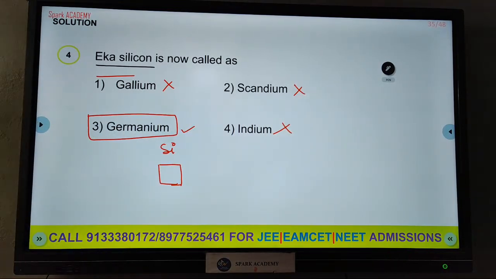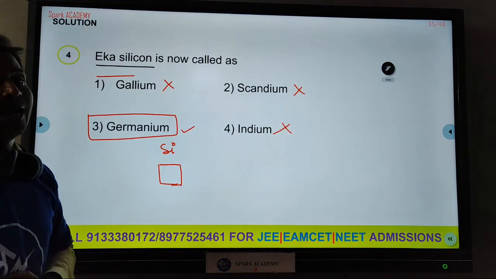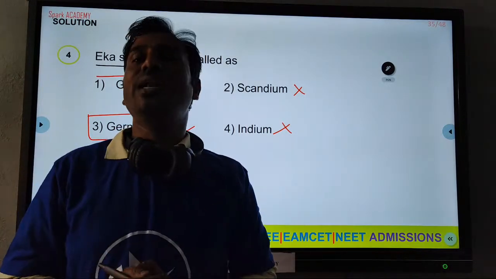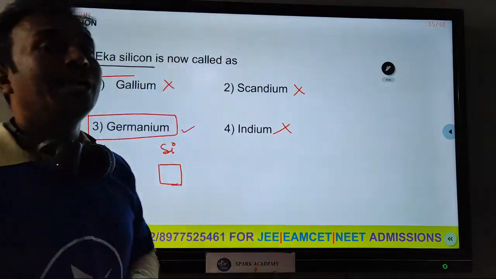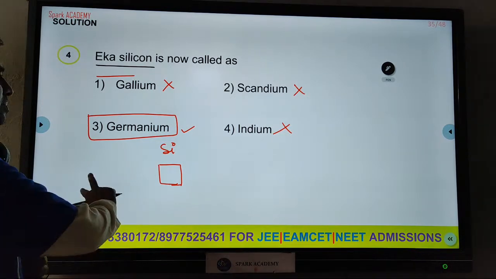Why germanium? Because it is present immediately after silicon. He did not know the name, so for this element he gave the name ecosilicon. Later we came to know it is germanium. But Mendeleev was very intelligent; he gave a proper place for germanium. That is why the Mendeleev periodic table gave more information compared with previous periodic tables.